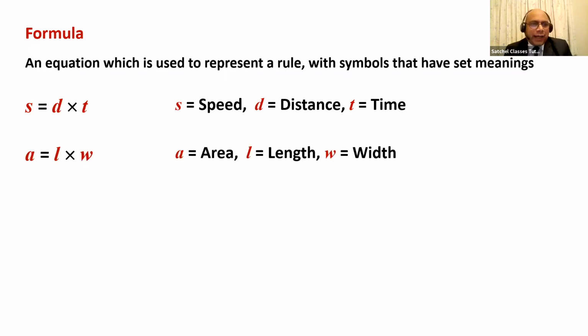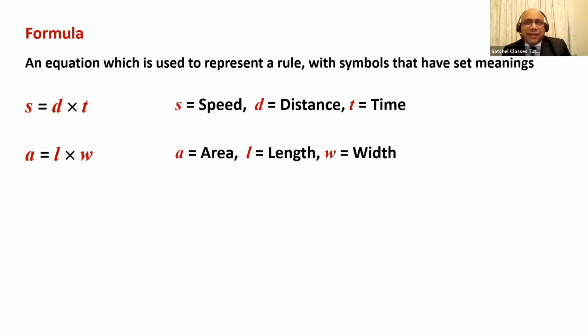A equals L times W. Now, this is something which most of you are familiar with, right? A is the area, L is length, and W is width. So in the case of a rectangle, remember, area is given by length times width. So A equals L times W. So that's a formula, right?